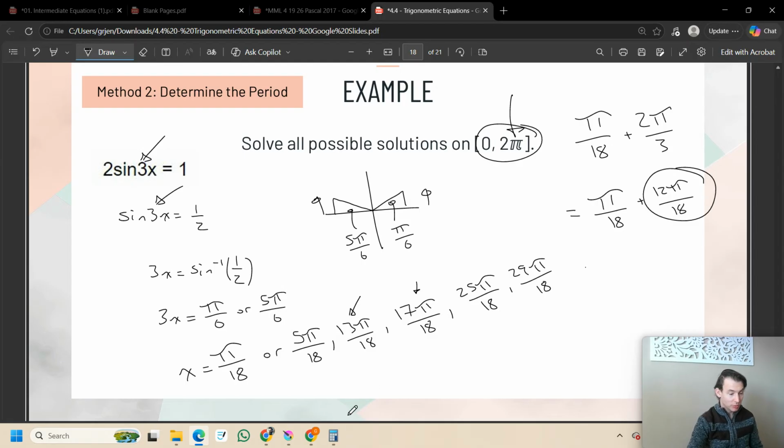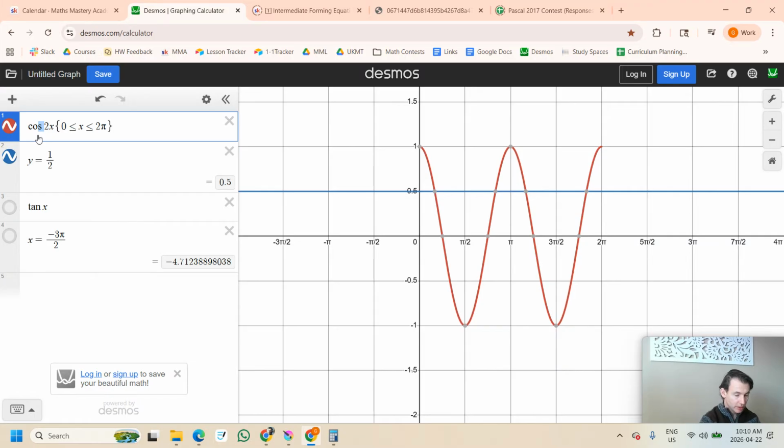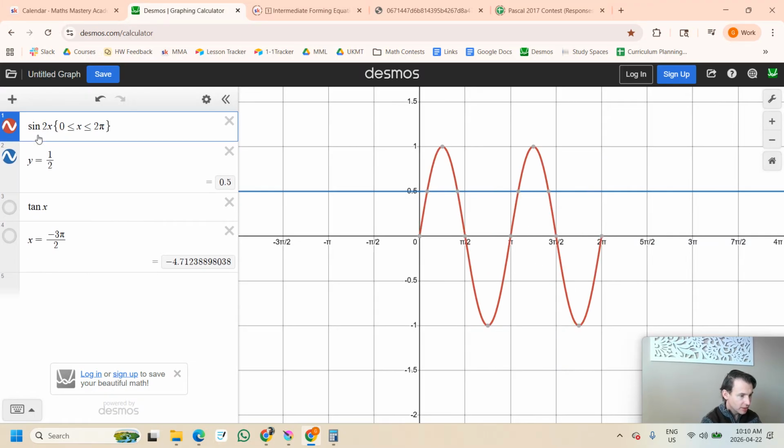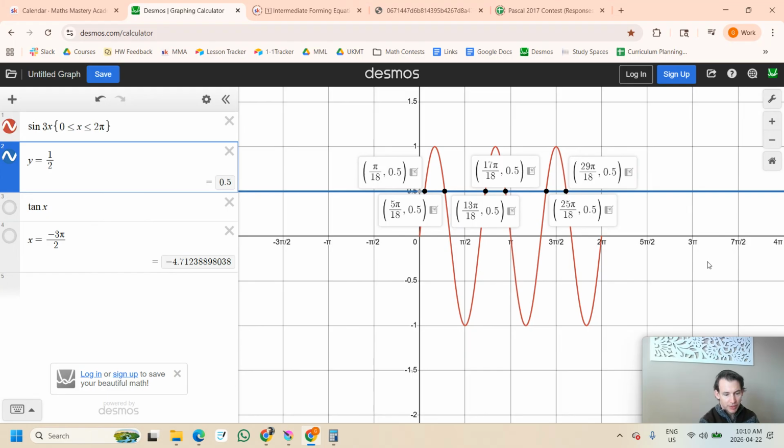Let's check my work in Desmos and see if I've got it. So we have here sine of 3x, and we want it to be equal to 1/2. We have there pi by 18, 5 pi by 18, 13 pi by 18, 17 pi by 18, 25 pi by 18, 29 pi by 18. Aren't mistakes lovely? They're lovely. Okay.